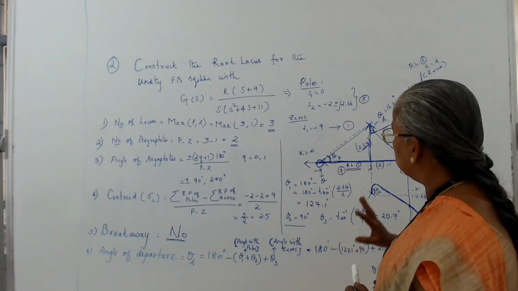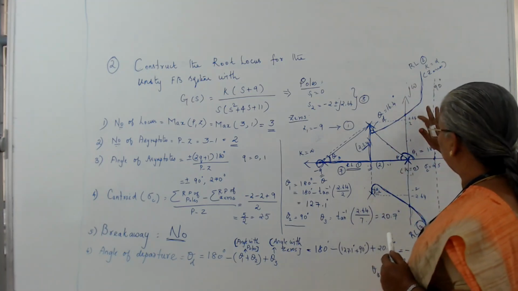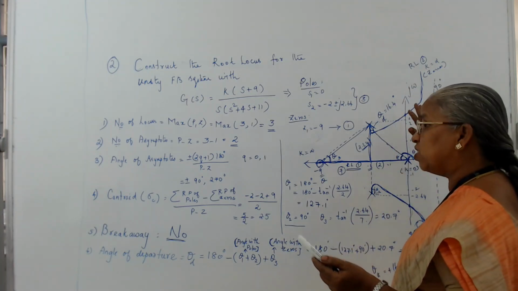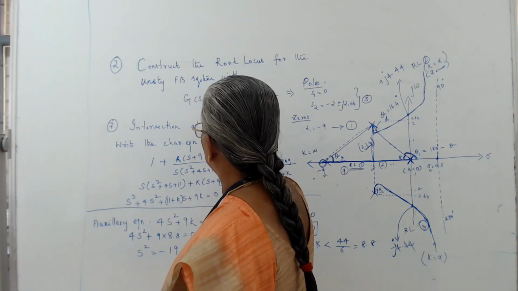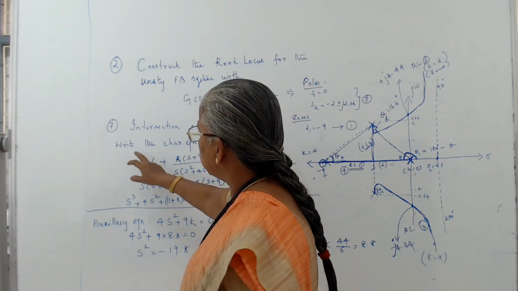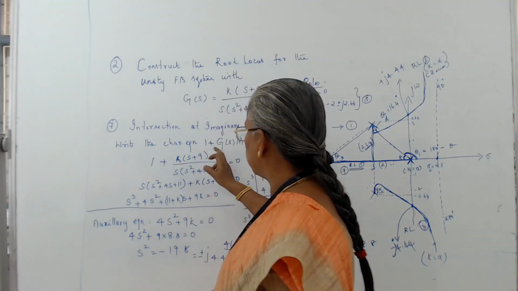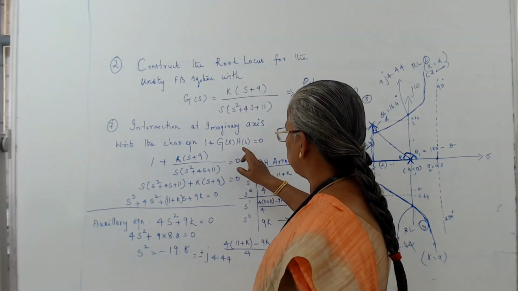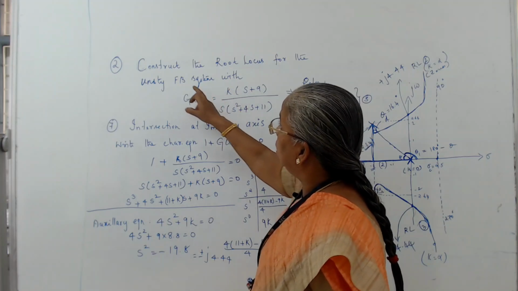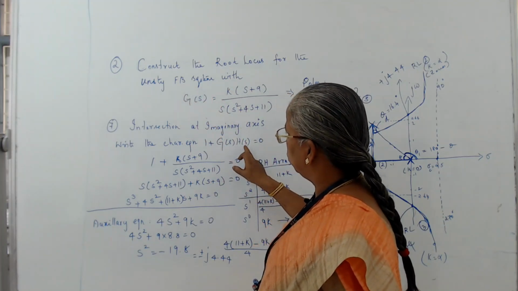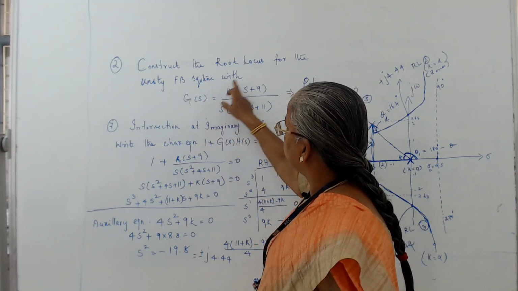So the final step is to calculate the intersection at the imaginary axis. We need to write the characteristic equation for this given system. The characteristic equation is 1 plus g of s h of s equal to 0. What is my g of s? Being unity feedback, I substitute h of s as unity and g of s as this equation.